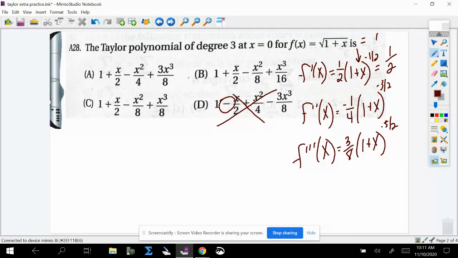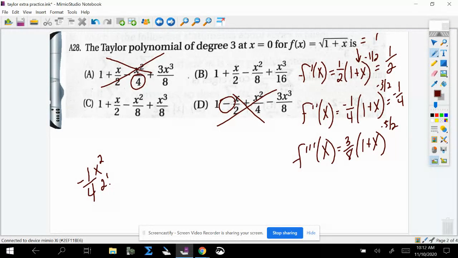Then I'm going to go to the next one. When I put 0 in for that, I'm going to get negative 1/4. So if I have a negative 1/4, I'm going to come off to the side, x to the second over 2 factorial. That's going to give me a negative 1/8 x squared. So that's going to get rid of this one because it has the wrong denominator here.